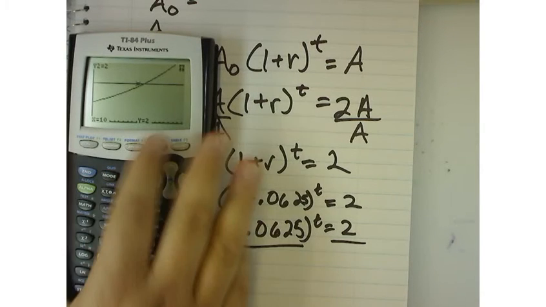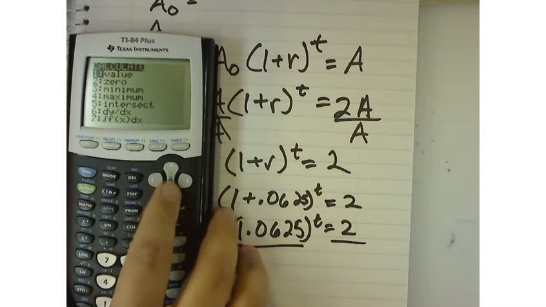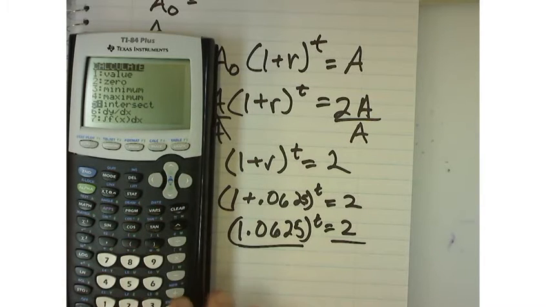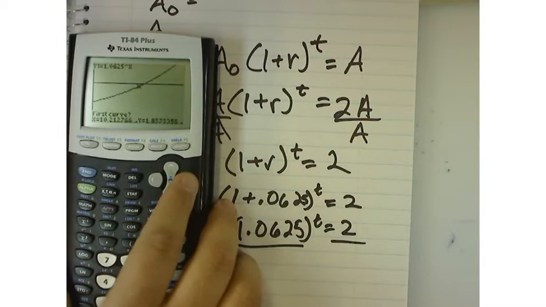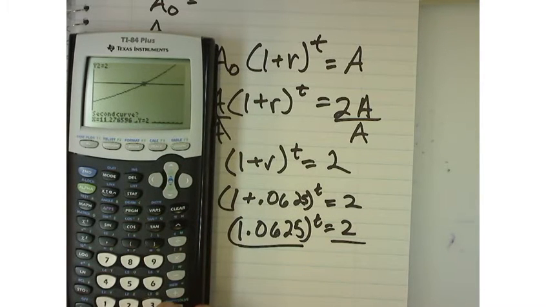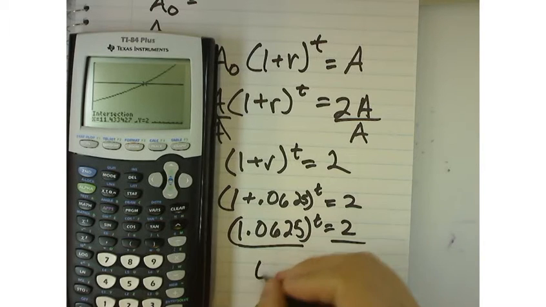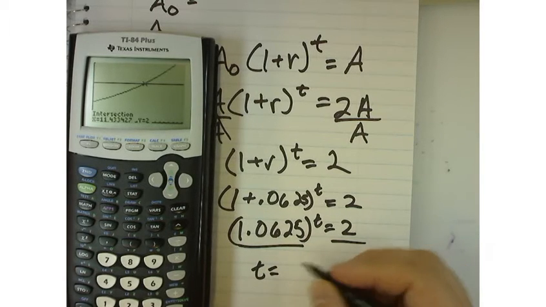So if I hit second calc, the option number 5, which is intersect, my calculator will approximate the intersection. I want to get my cursor on the first curve as close as I can, cursor on the second line as close as I can, guess as close as I can, and now it's going to be a shorter amount of time, which makes sense, right? Right. Now what does t represent? Time in years.